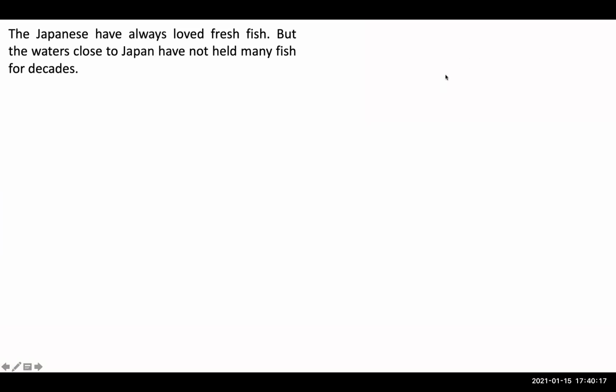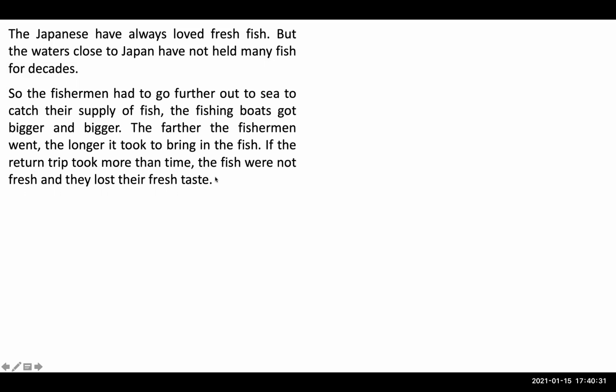The Japanese have always loved fresh fish, but the waters close to Japan have not held many fish for decades. So the fishermen had to go further out to sea to catch their supply of fish. The fishing boats got bigger and bigger. The further the fishermen went, the longer it took to bring in the fish. If the return trip took more than a few days, the fish were not fresh and they lost their fresh taste.